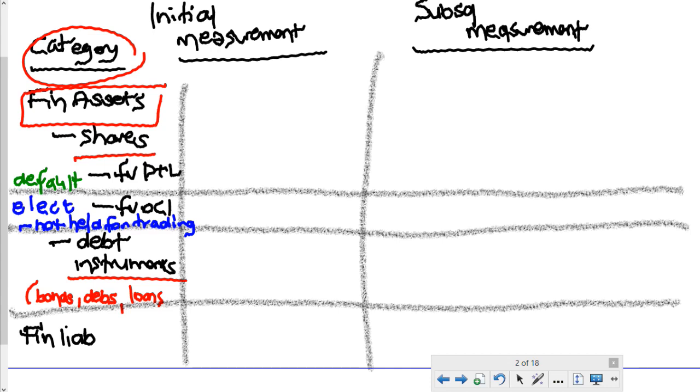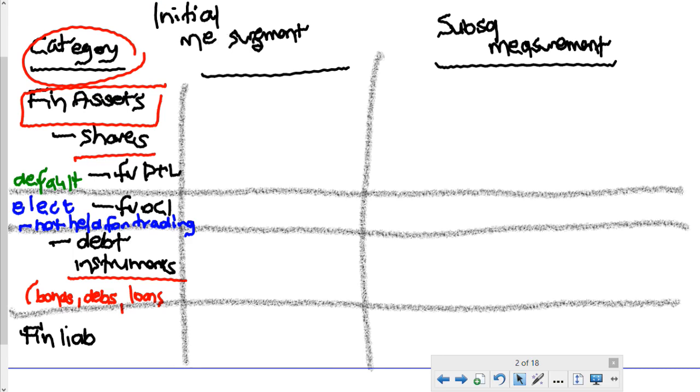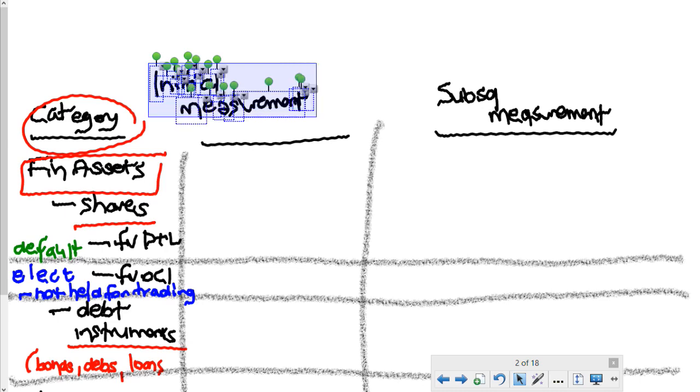Then, maybe what I need to do, let me do this rather. I'm not liking this thing at all. I think I'm going to get rid of it. No, let me leave it. I've started it. Okay, so let's look at the measurement. Initial measurement. And really now. Move this.